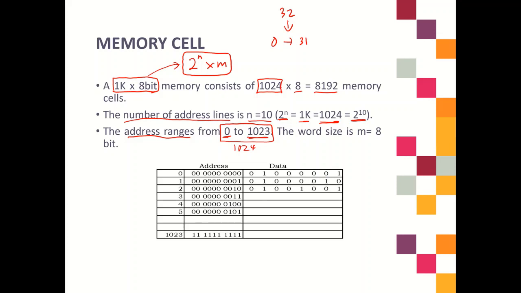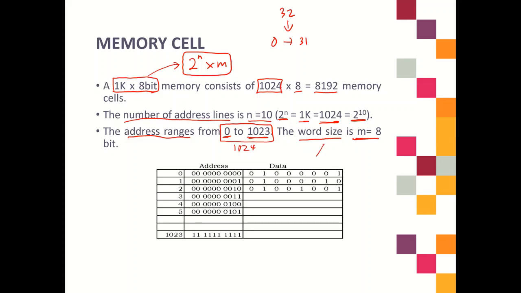And then based on this memory, another thing that you can find here is your word size. The word size you just refer to the second value, which is m. For this example, your m value is 8, so your word size here is 8 bit. Meaning that in one location you can store up to 8 bit of data.